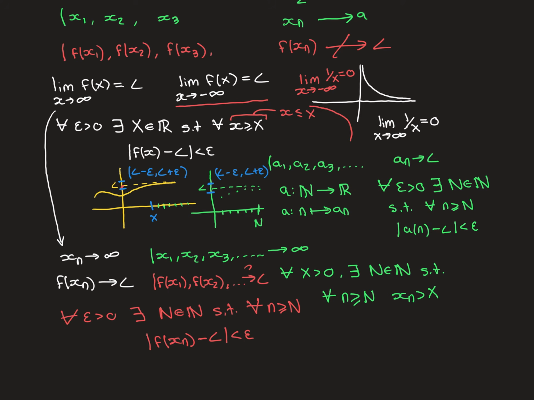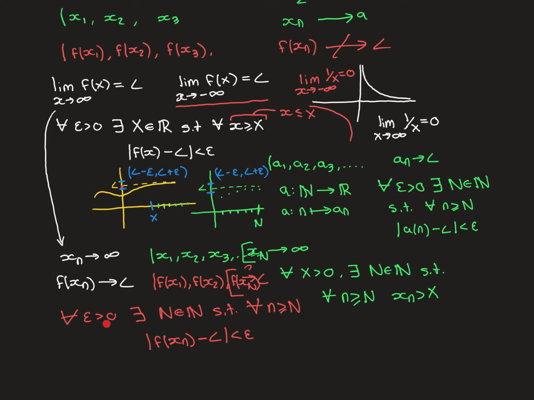So we need to prove that for all epsilon greater than 0, there exists a big N, an element of the natural numbers, such that for all little n greater than or equal to big N, those terms of the sequence, f of x_n, those terms of the image sequence, are within epsilon distance of L, so the distance between that and L is less than epsilon. So we have to find this big Nth term such that that term and all terms beyond it in this image sequence satisfy this property.